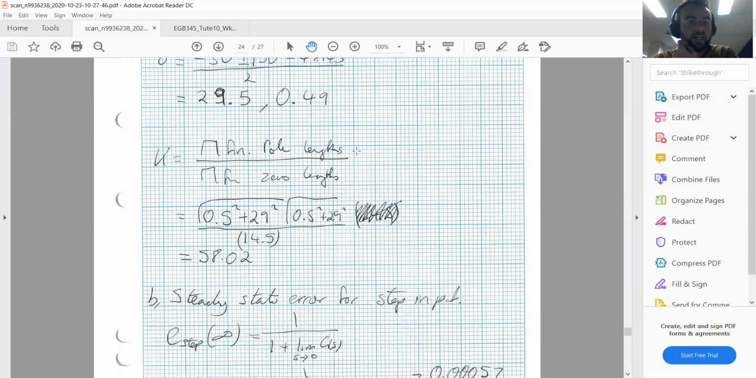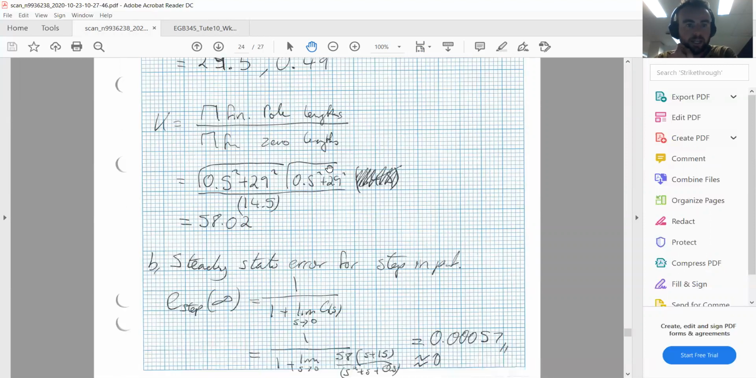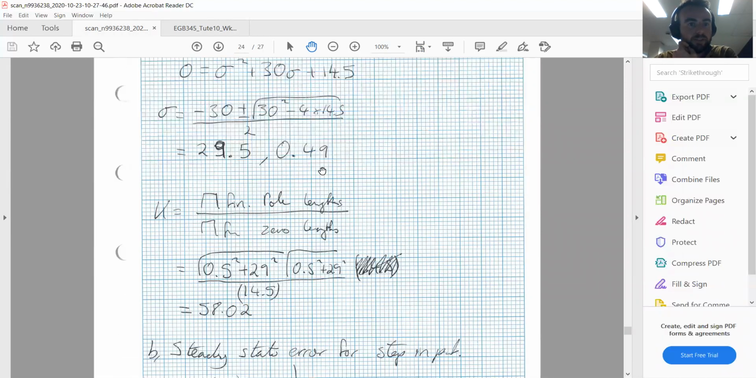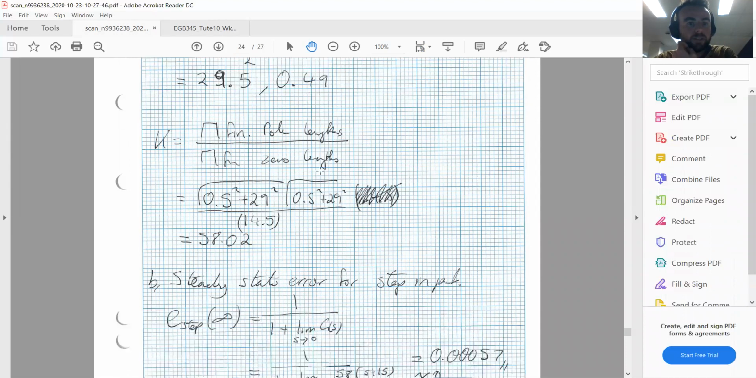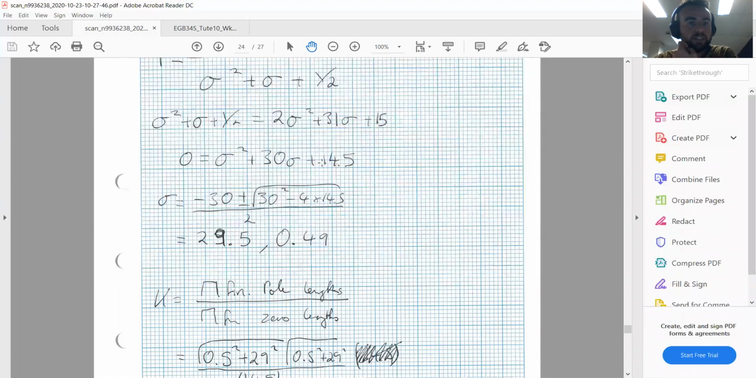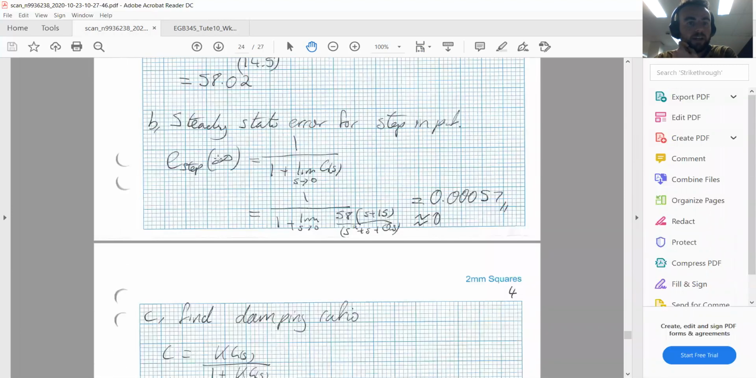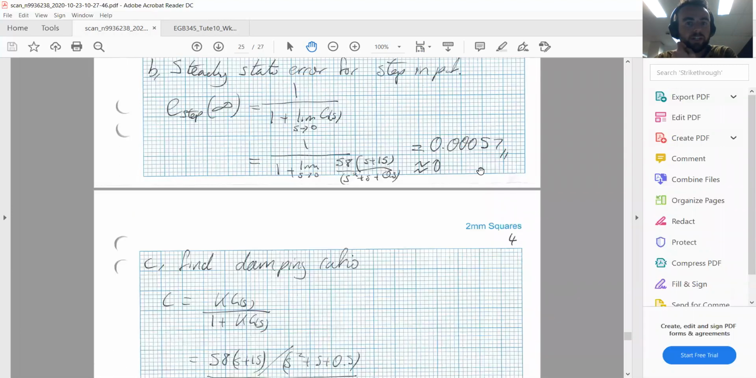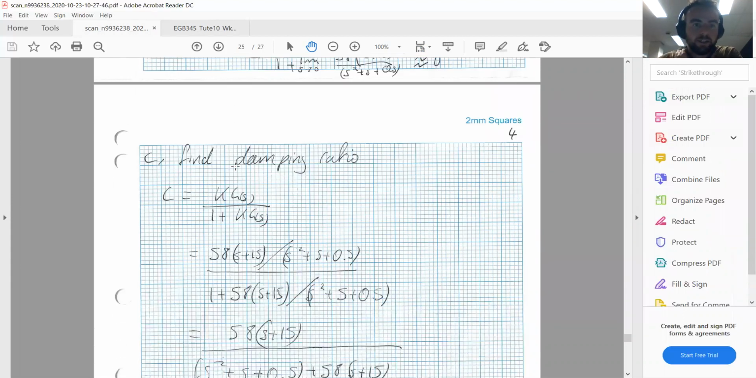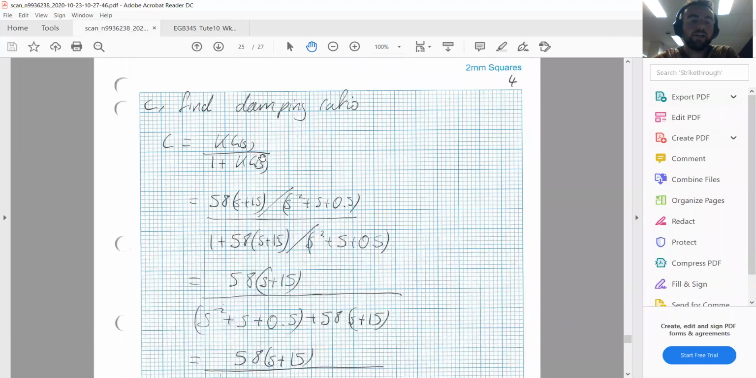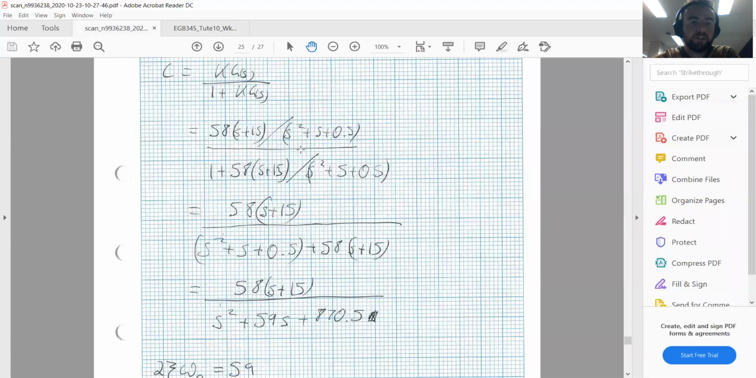And using the k equation I used earlier, I calculate k to be 58.2. So inserting that point of 29.5 and 58.02, you can find the error is negligible, effectively 0, using the step input equation. And you can then find the damping ratio using the negative feedback equation.